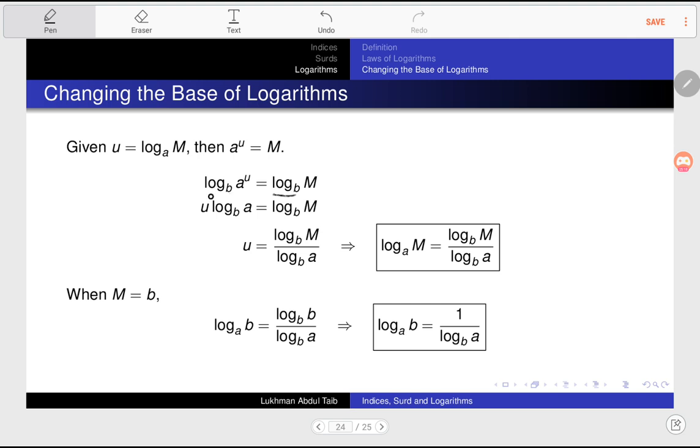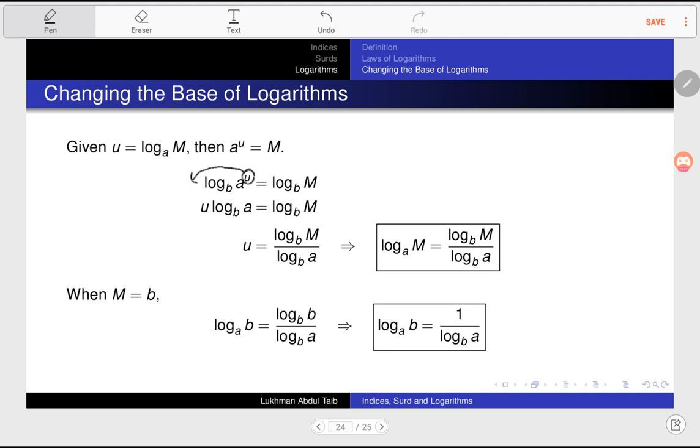Okay, so what we can see here at the left hand side, we have index a to the power of u. So what we can do, according to one law of logarithm, is bring u to the front. So we have u multiplied by log a to the base of b equals log capital M to the base of b.